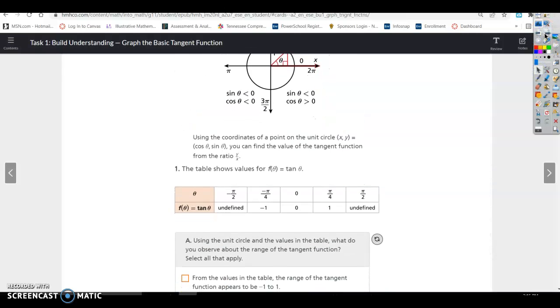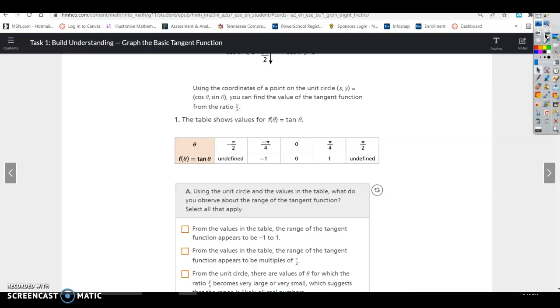All right, so using the coordinates of the point on the unit circle, x and y, cosine of theta, sine of theta, you can find the value of the tangent function from the ratio y over x. The table shows values f of theta equals tangent of theta. All right, so what they've done is they went ahead and done the ratio y over x.